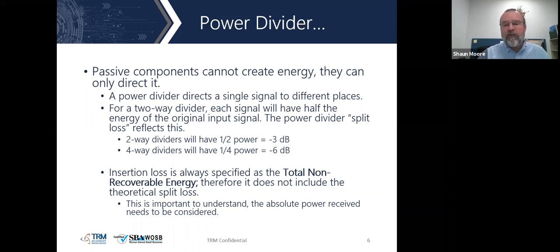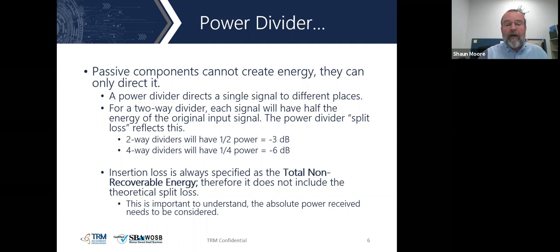In addition to that, there is some loss in the materials. The metal has some loss, the dielectric has some loss. So that is defined as non-recoverable energy. When we specify power dividers, the insertion loss is defined as non-recoverable energy. And again, that usually comes up as a number of a half a dB or 3/4 of a dB or something along those lines.